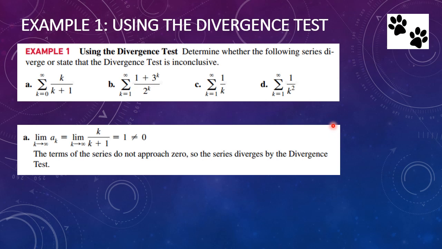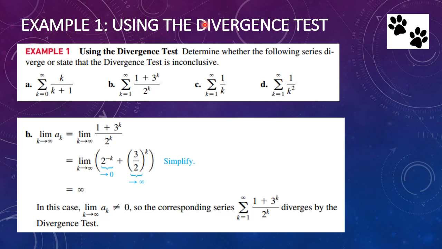Again, these are pretty straightforward. Here I have infinity over infinity plus 1, right? And so what I can do here is divide the numerator and the denominator by k. I get 1 in the numerator, I get 1 plus 1 over k in the denominator, which goes to 0, and that leaves me with 1 over 1, which equals 1, which doesn't equal 0, okay? Since the terms do not approach 0, the series diverges by the divergence test. Let's try the same thing with part b, okay?